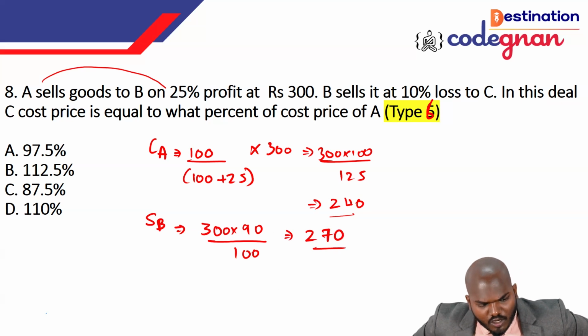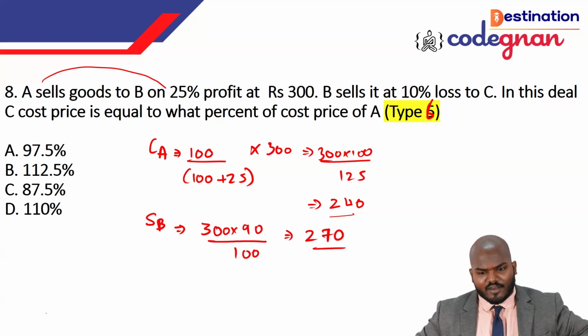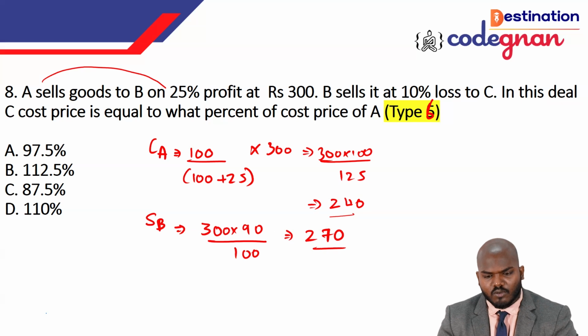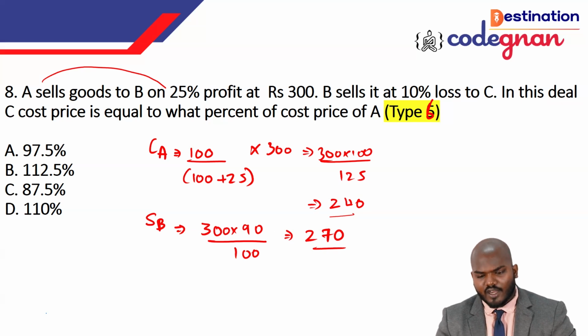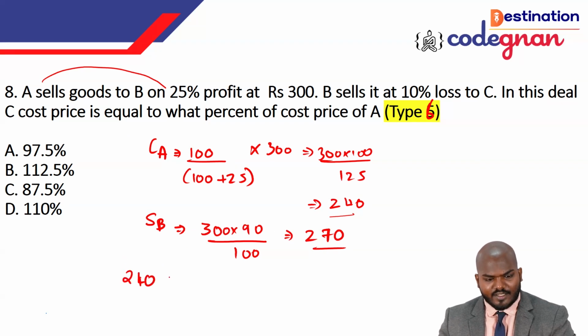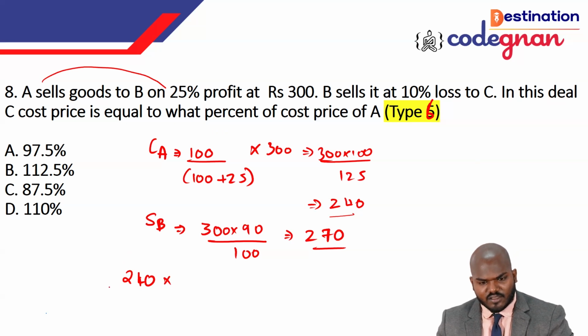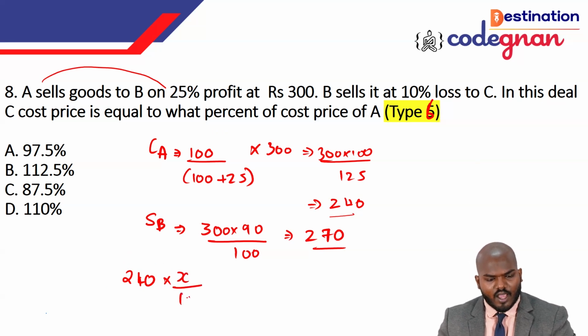So that is what B is selling it for. By selling it, we get the loss, so we are using the selling price. What is the selling price he was getting? Now equate this one. A is buying the thing at 240, so 240 is the cost price of A. X is the cost price of C. So between the both of them, I can call it X by 100 equal to the selling price of B.